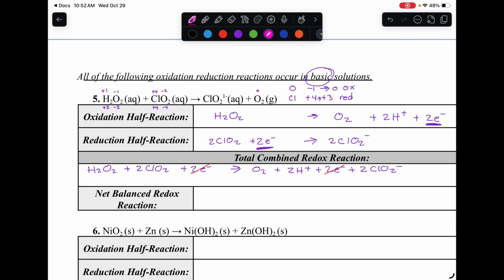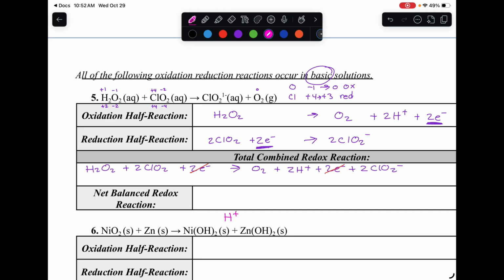I'll do it in a different color here real quick. 1 hydrogen ion plus 1 hydroxide ion turns into water, which is neutral. So because we have 2 hydrogen ions here, we're going to add 2 hydroxides to each side. So we're adding 2 hydroxides. We're just going to add them to any side over here. And these 2 right here will then turn into 2 water molecules.